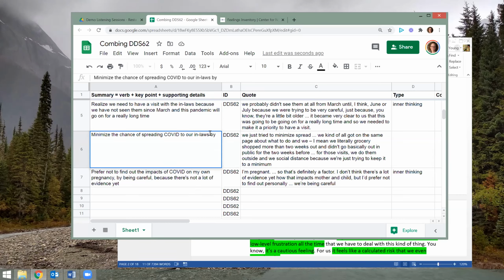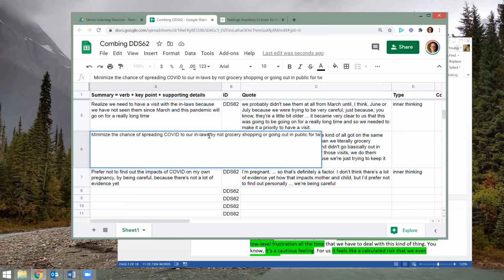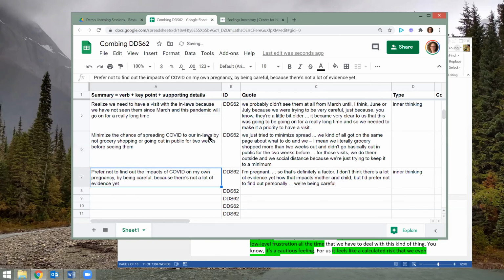How do I want to summarize it? We literally didn't grocery shop for more than 2 weeks and didn't basically go out in public. By not grocery shopping or going out in public for 2 weeks before seeing them, we minimize what? The key point: the chance of spreading COVID to our in-laws. And then a couple of supporting details, like by not grocery shopping or going out in public for 2 weeks before seeing them. Three prepositional phrases.